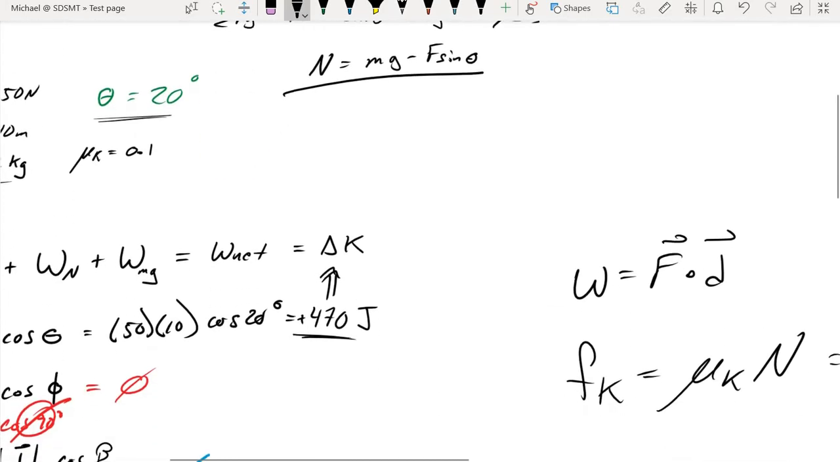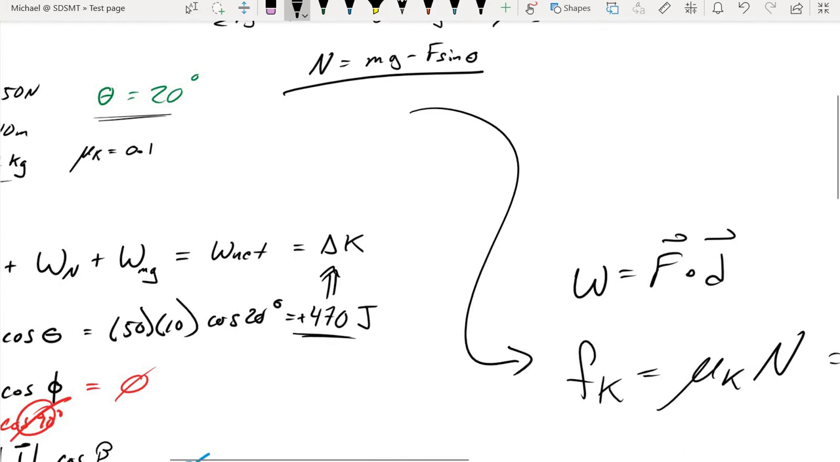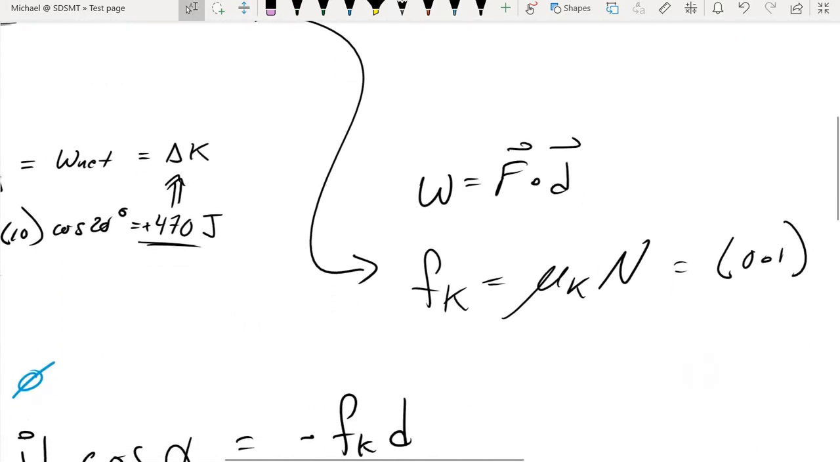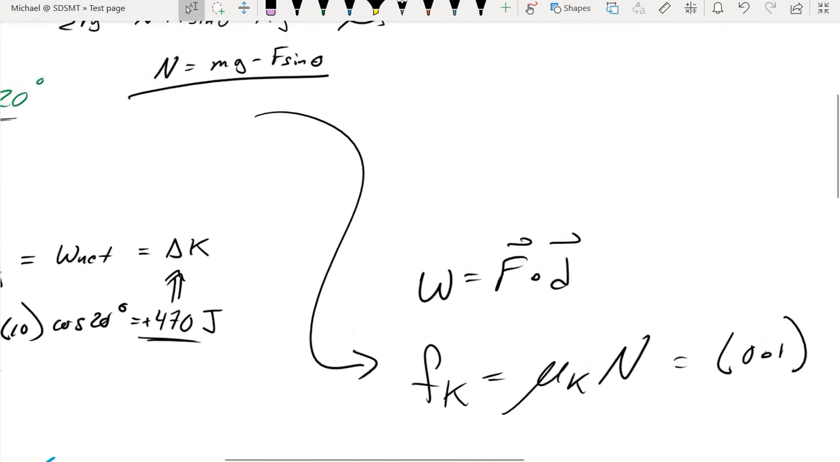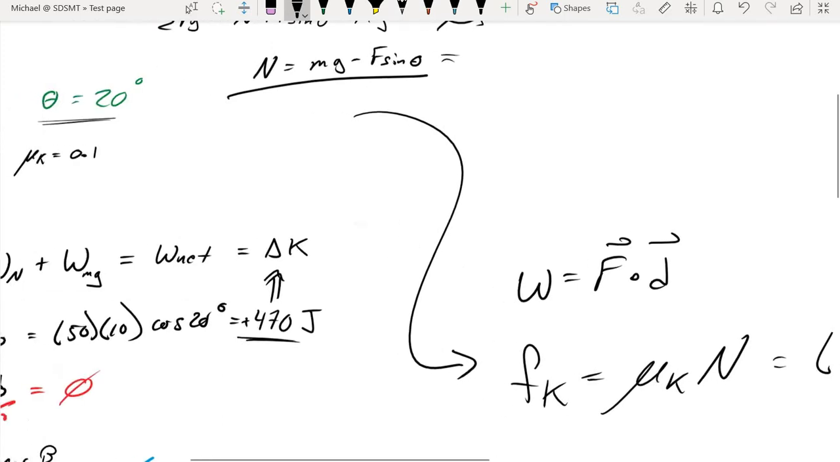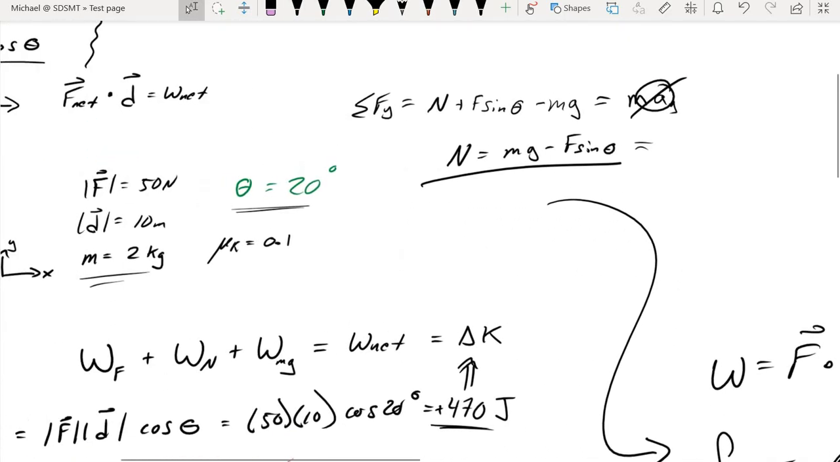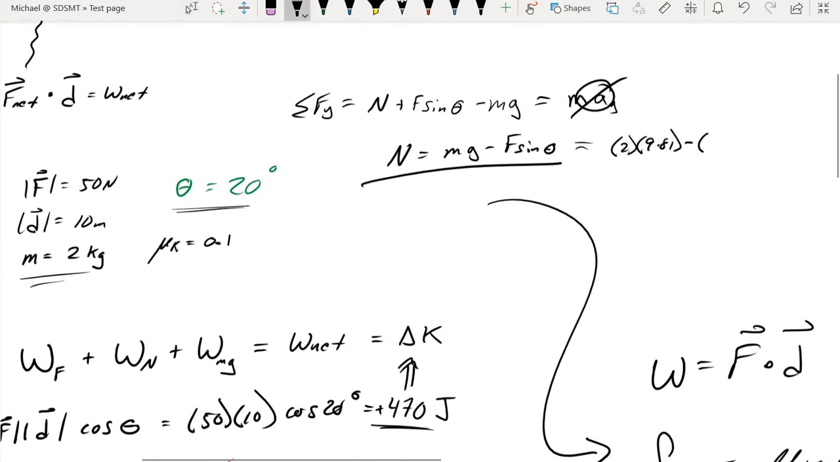That is what we get to plug in for our friction force. We have the weight, mg. Let's just take a moment and we'll get a number for this. We have mg, so that's 2 times 9.8 minus 50 sine of 20.